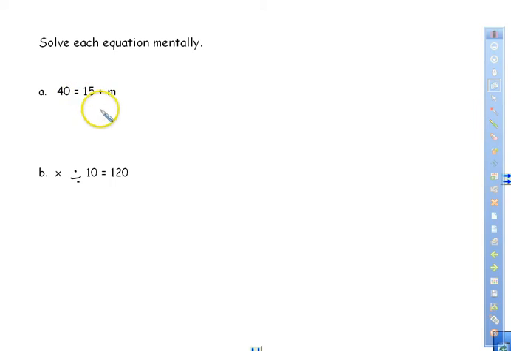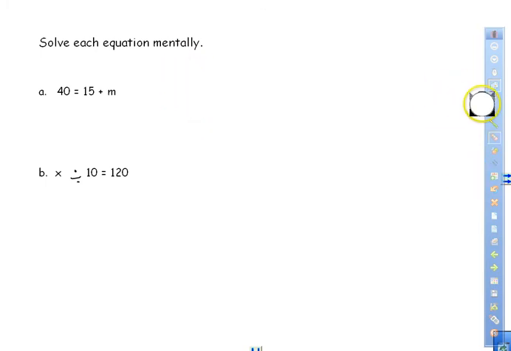All right, so my question now is 15 plus what will give me 40? We always start on the side with the variable. That's what we're trying to find. M is going to equal what? Well, if we take 40 and we do the inverse, it says to subtract. If we subtract 15 from that, you're going to see that we get 5.